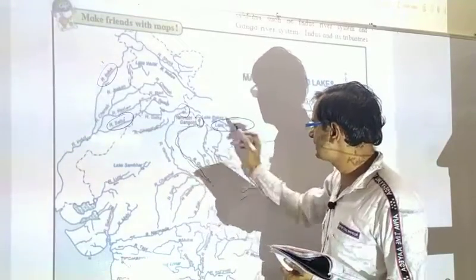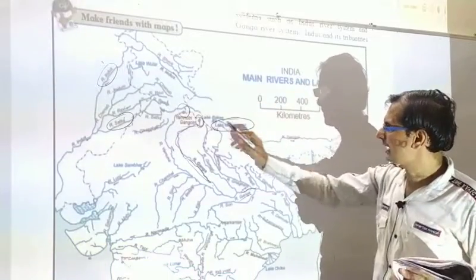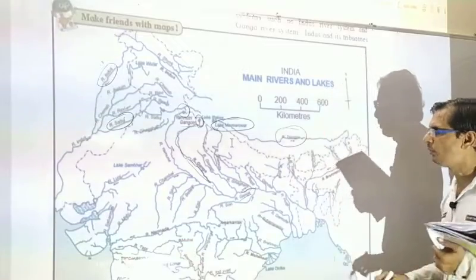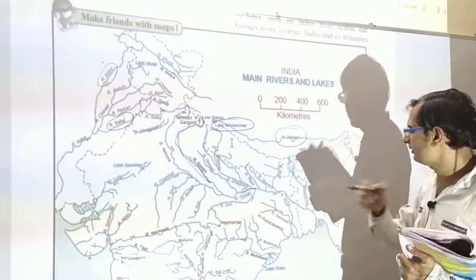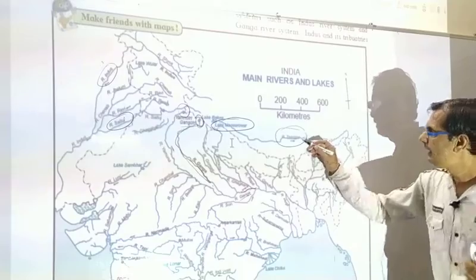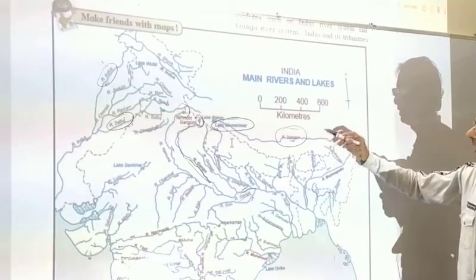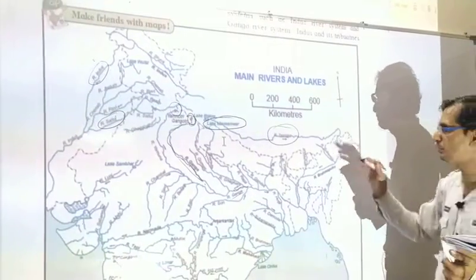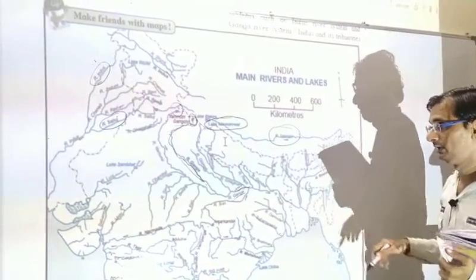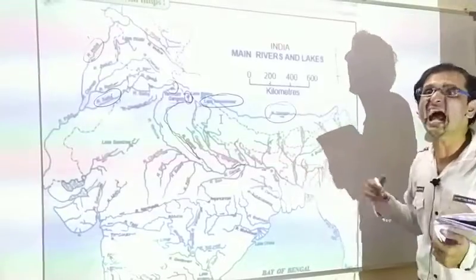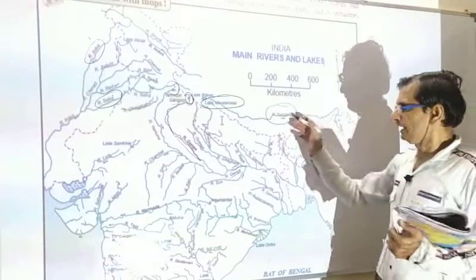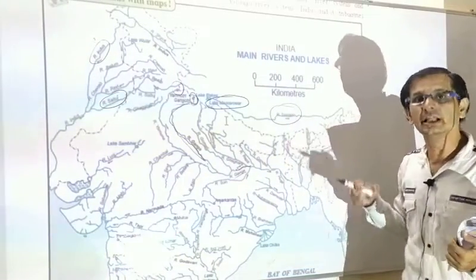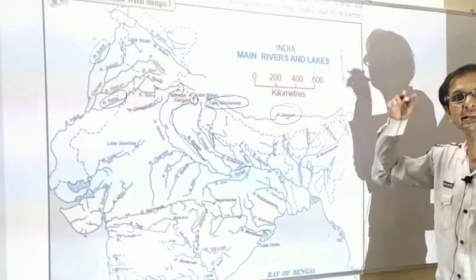Lake Rakas, you can see here. From there comes the Sangpo River. Actually, in the Tibetan language it is known as Tsangpo. Then this river goes through to what is known in India as Brahmaputra. It goes through China, and in China it is known as Yangtze. We call it Brahmaputra, Tibetans call it Tsangpo, and in China it is known as Yangtze.